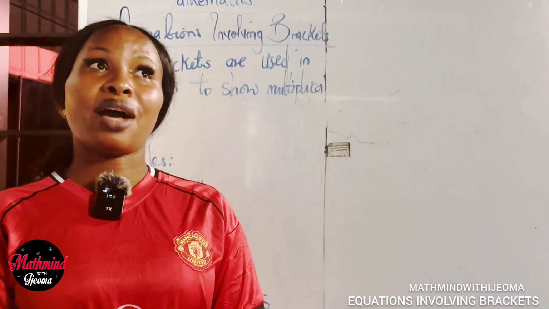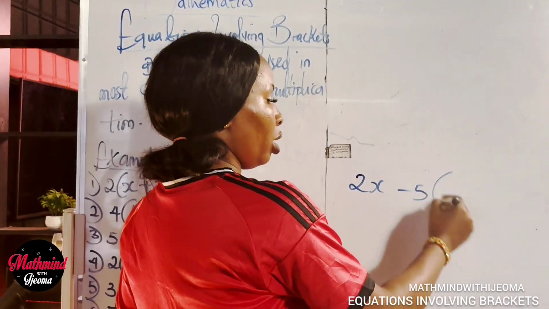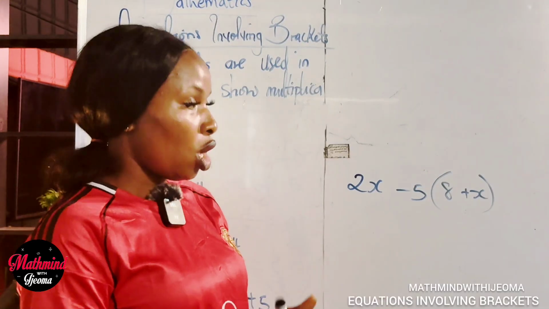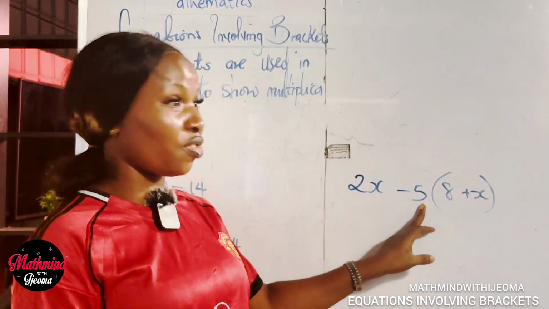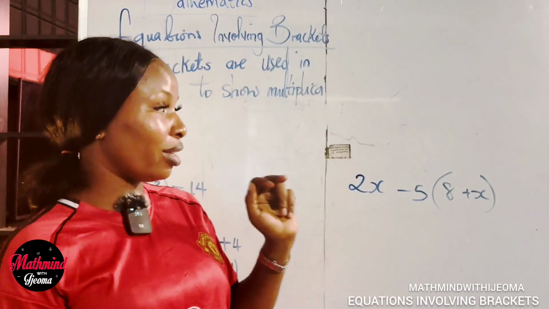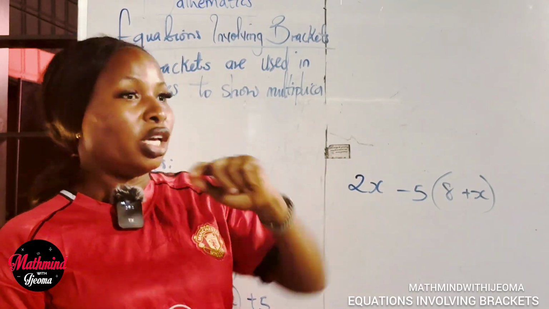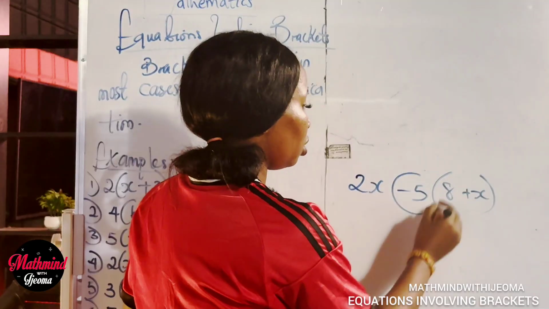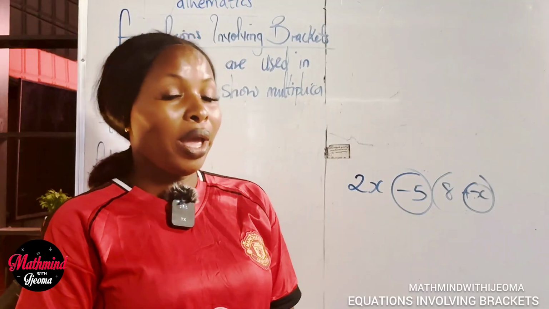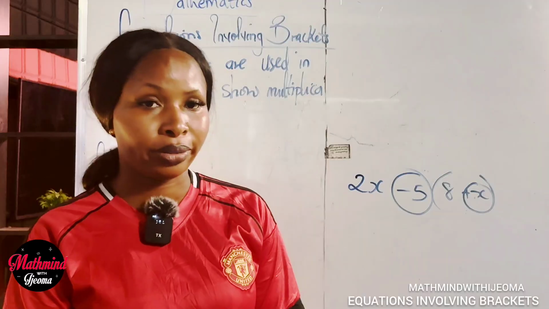Remember, if you have 2x minus 5 bracket 8 plus x, in this case, what is closest to the bracket is not 5. It is minus 5, because any sign that comes before a number is owned by that number. So who owns minus is 5. Who owns plus here is x and not 8. So every sign that comes before a number is owned by that number.